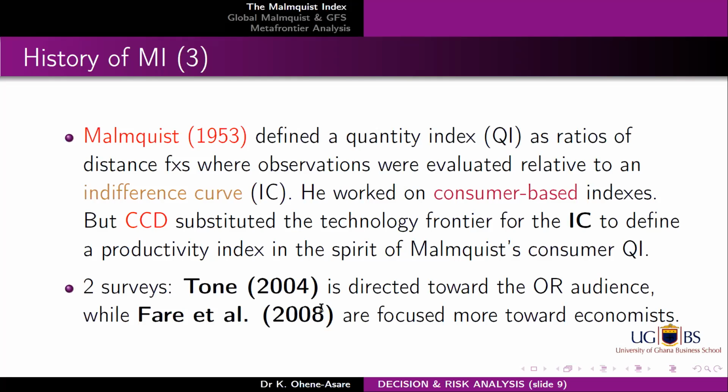There are two kinds of surveys of this Malmquist index. One is from 2004, directed to an operational research audience. And Färe et al. 2008, we call it the Red Book. Do you all know the Red Book? Who knows the Red Book? This one is designed for economists. If you don't know the Red Book, please get a Red Book.